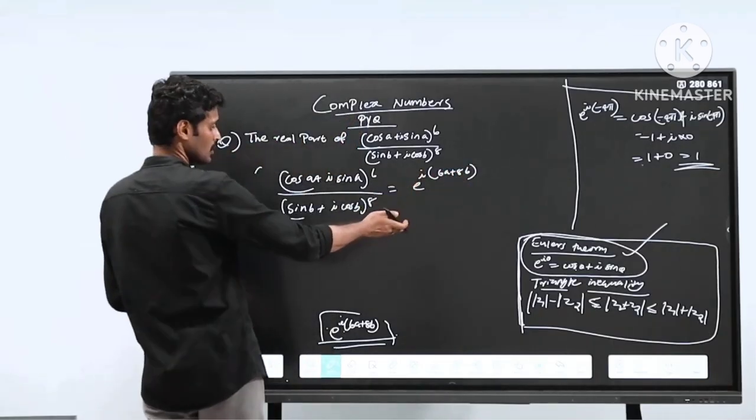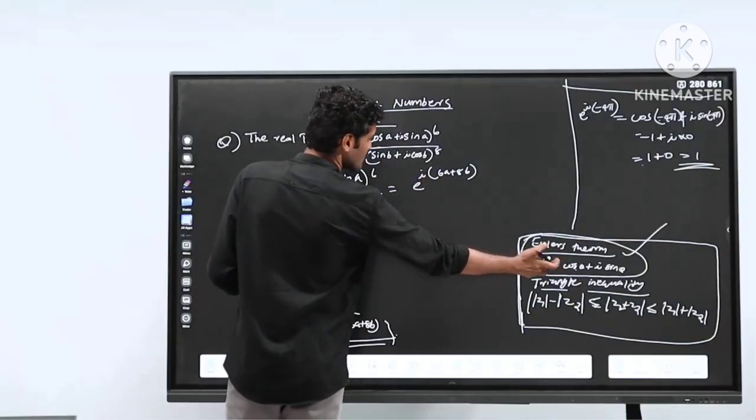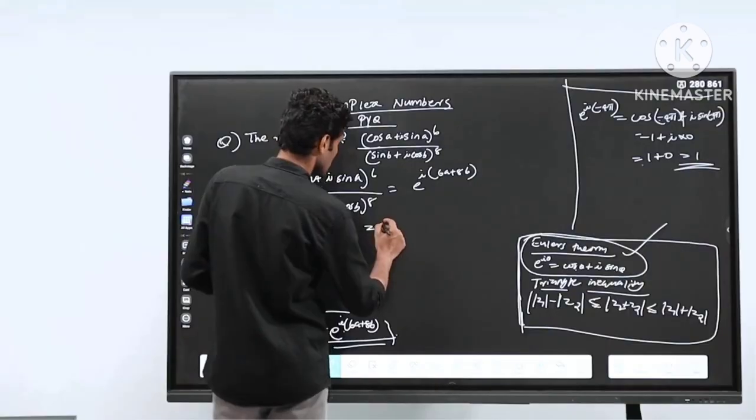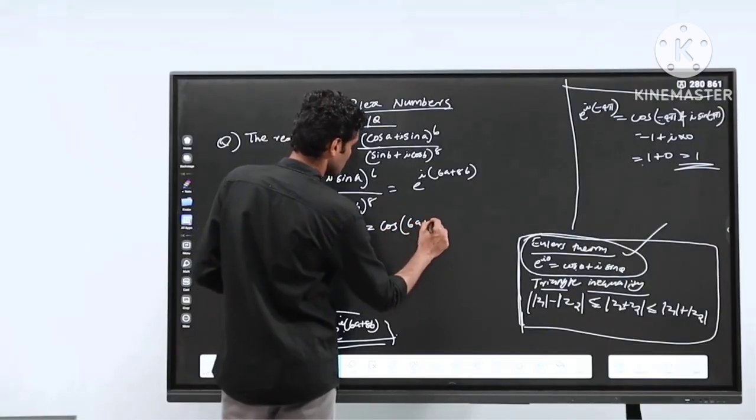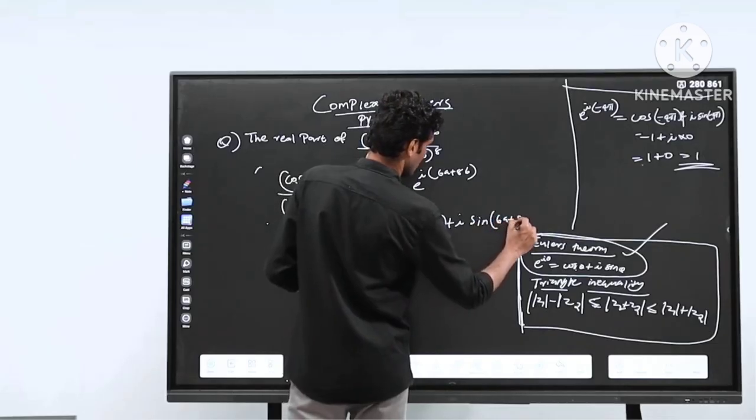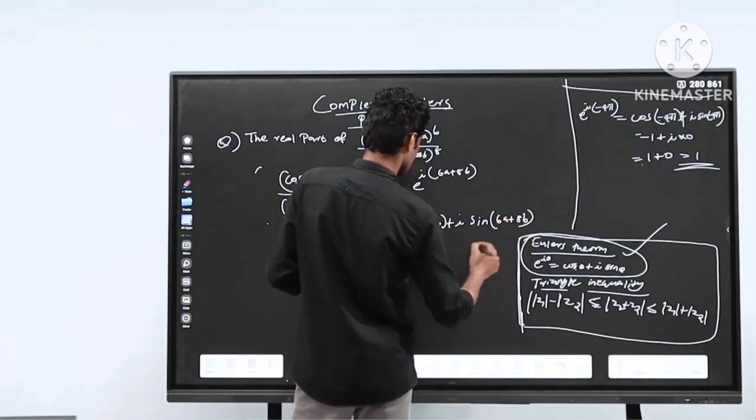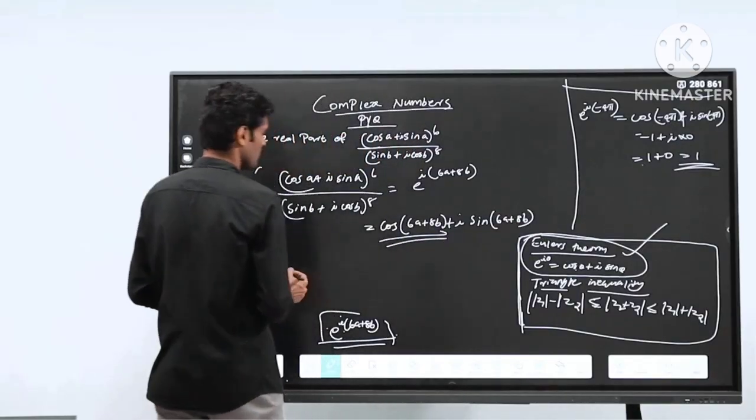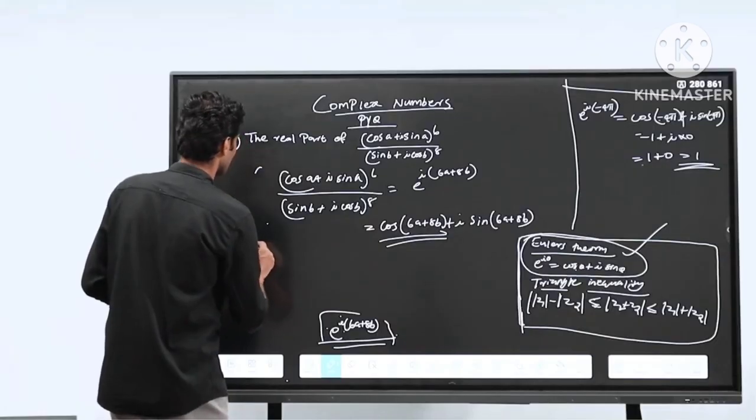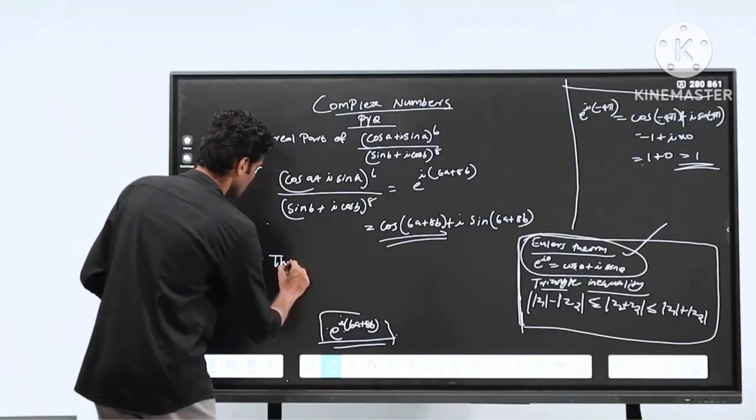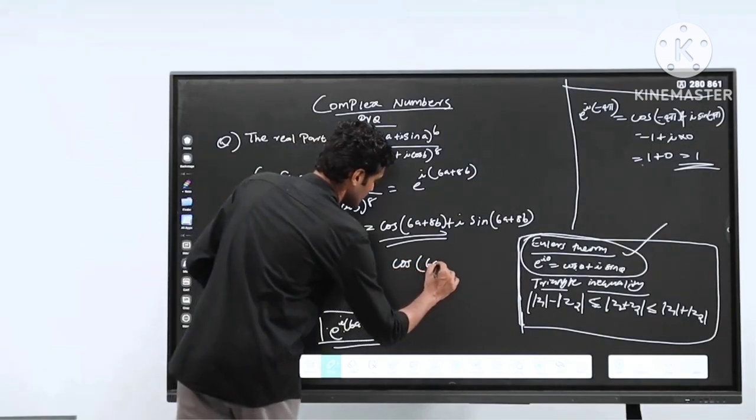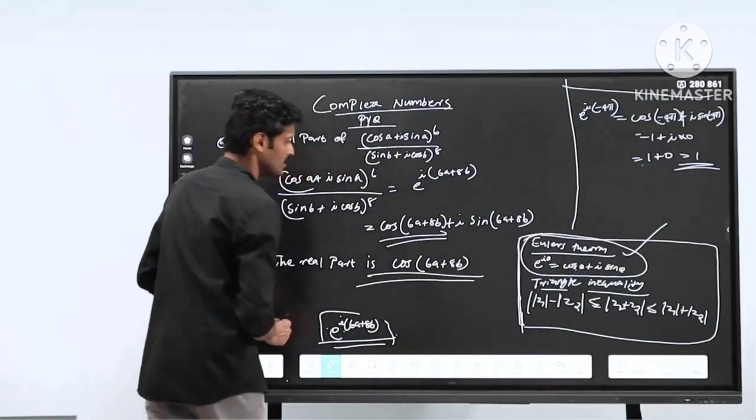Then again we can apply Euler's theorem. It is of the form e raised to I theta, that is e raised to I theta is cos theta plus I sin theta. By applying Euler's theorem again we get cos theta, theta means 6a plus 8b, plus I into sin theta, sin theta means 6a plus 8b. Okay, so the question is, what is the real part? So the real part is this one. So the final answer of this question, the real part is cos 6a plus 8b. This is the final answer.